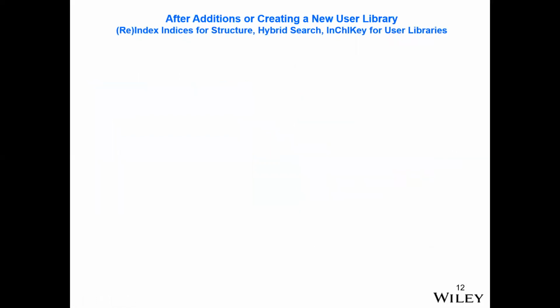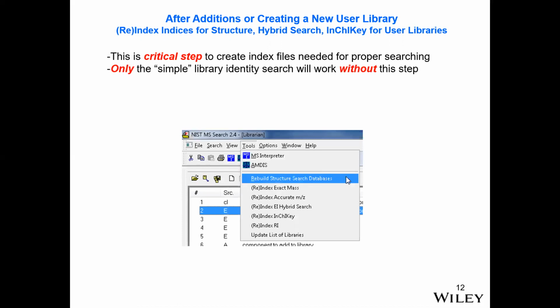And again, I must tell you, after you create a new user library or you add a structure or a spectrum to another library, you'll have to re-index some of the capabilities within the library, the indices, to get it to search properly. So always remember to do that. That's a critical step. And again, that was in the tools menu, pull down, rebuild, structure, search databases. And of course, I've mentioned update list of libraries if it's the first time you've used the library, so it'll show the library so you can update the indices.